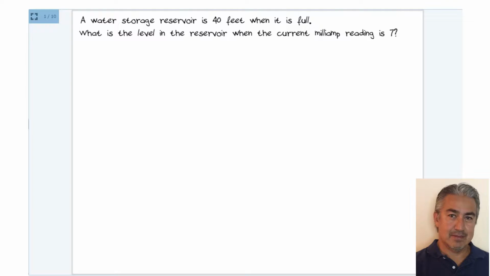The question reads like this. A water storage reservoir is 40 feet when it is full. What is the level in the reservoir when the current milliamp reading is 7?